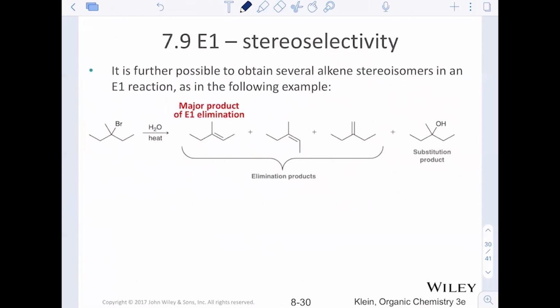It is further possible to obtain several different alkenes, right? So many things open up with our E1 reactions. And so again, we'll get all different products, but the E isomer is always more favored than the Z isomer.